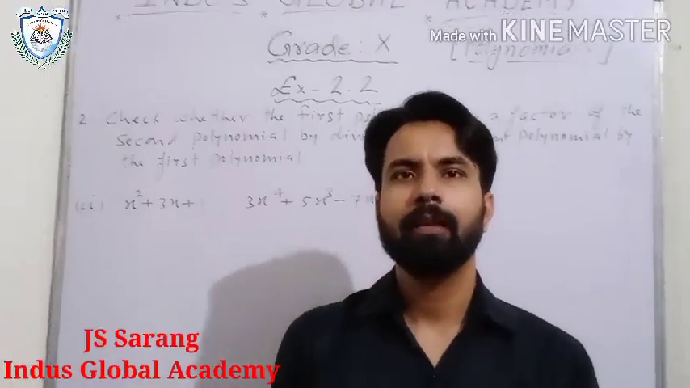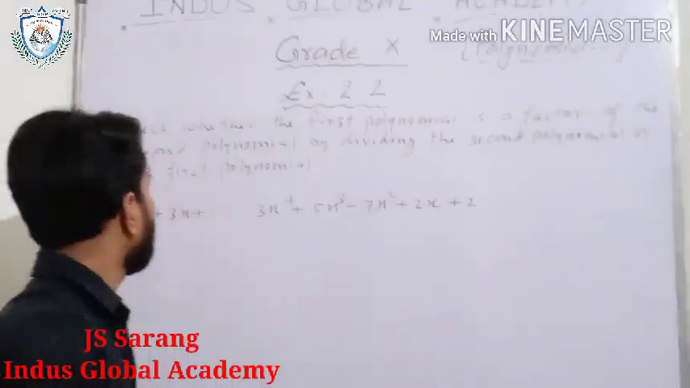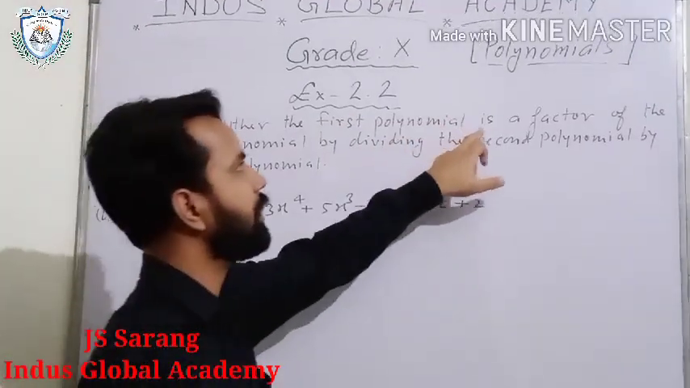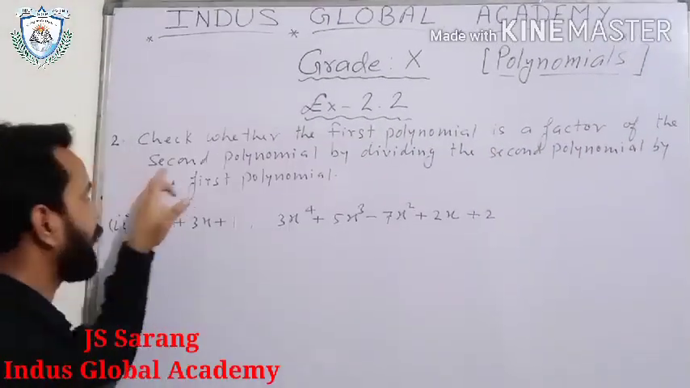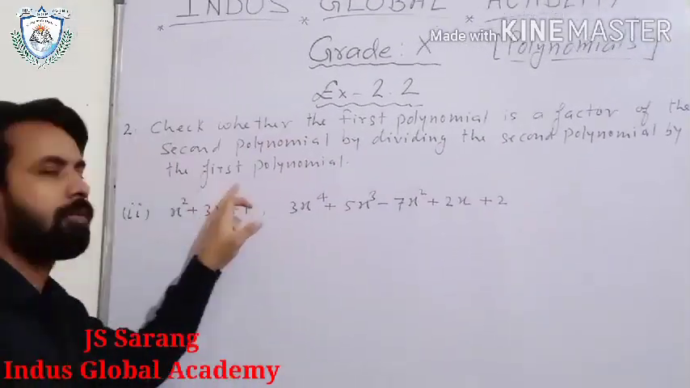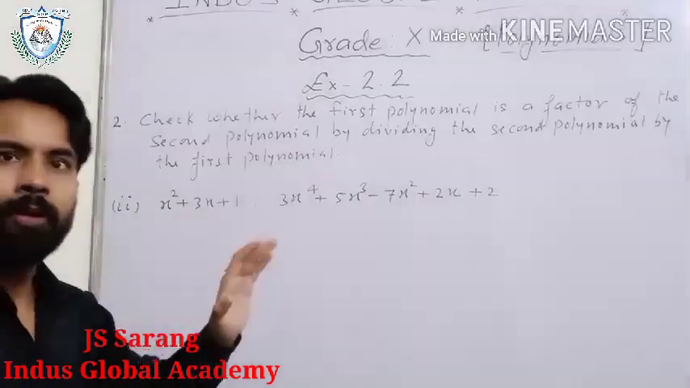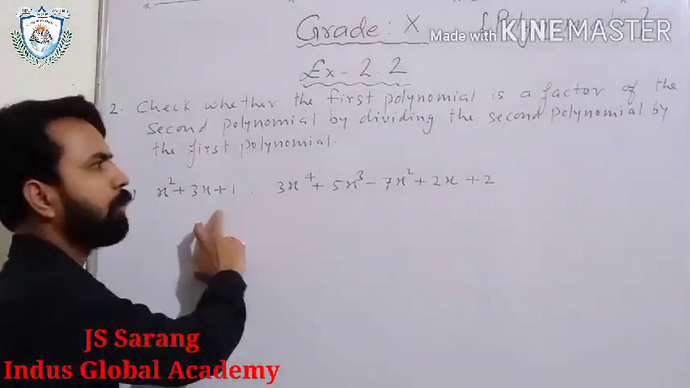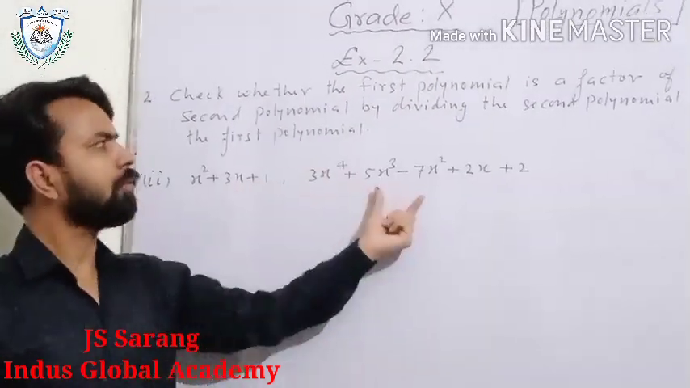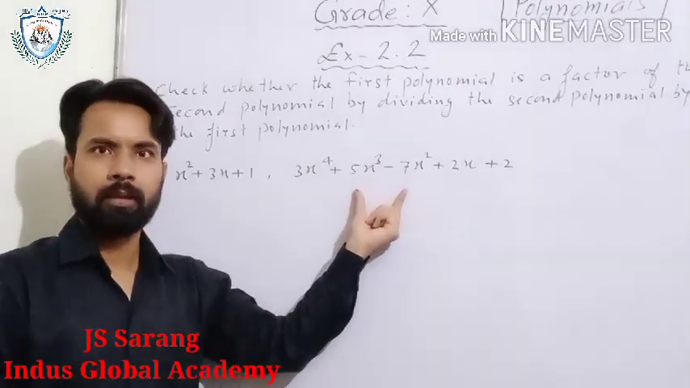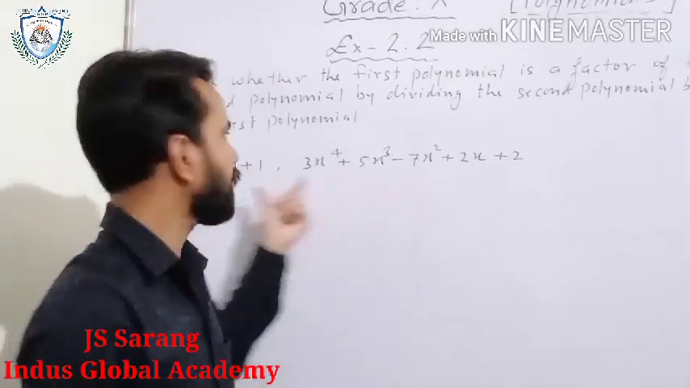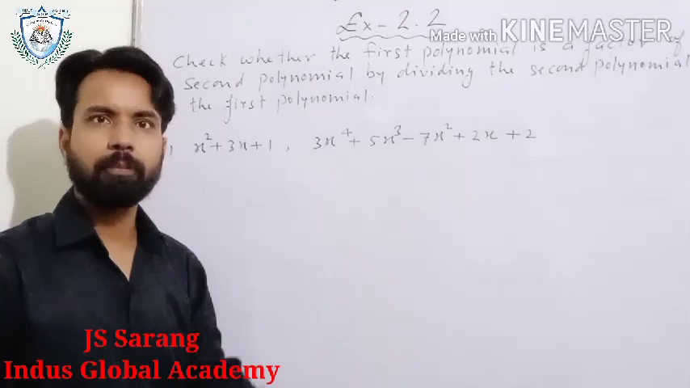Now I am going to explain the second question of the exercise. The second question is: check whether the first polynomial is a factor of the second polynomial by dividing the second polynomial by the first polynomial. Understood? The question is asking, there are two polynomials given. We have to check whether the first polynomial is a factor of the second polynomial or not by the division method. Means we have to divide and check.